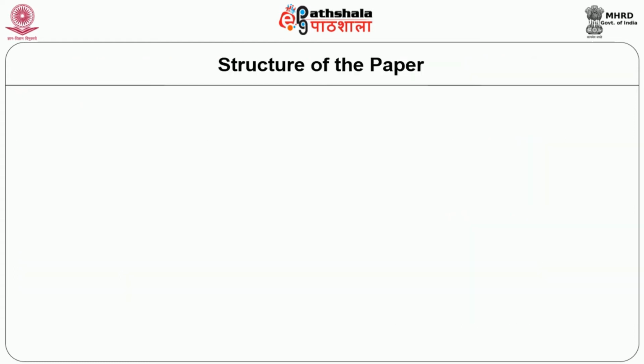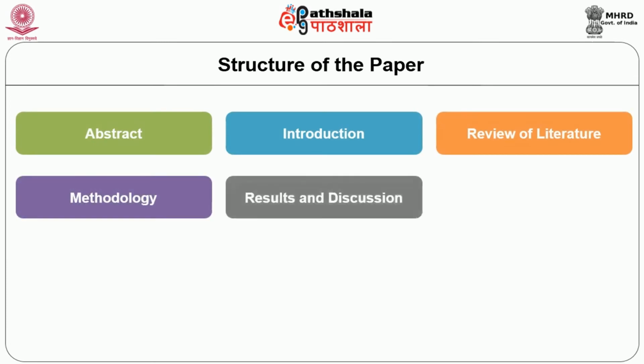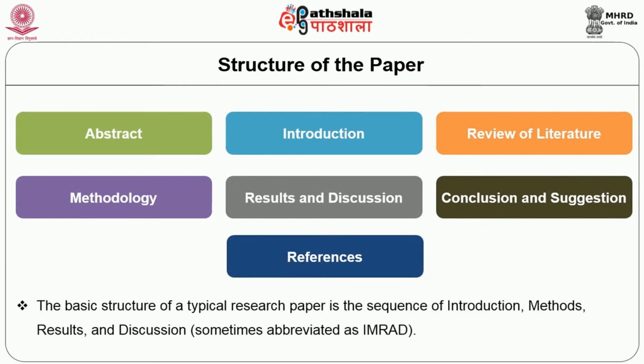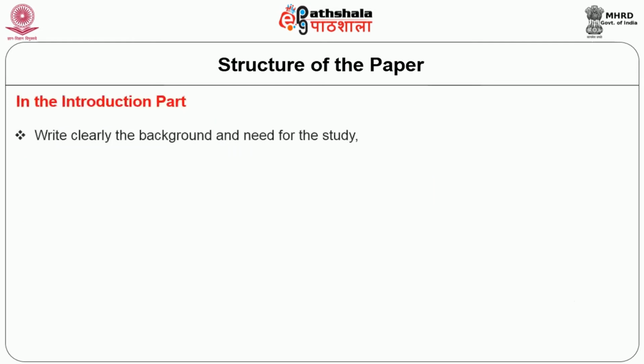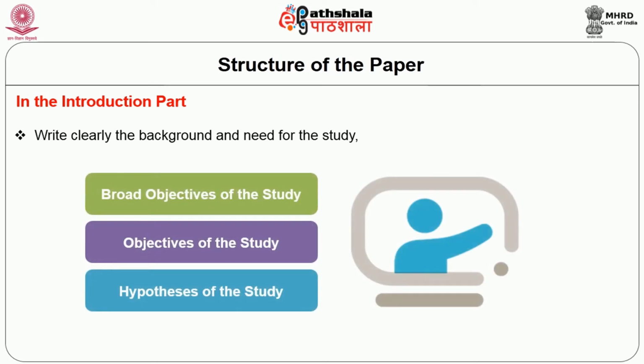Second one, structure of the paper. Usually, the structure of the paper includes the abstract, introduction, review of literature, methodology, results and discussion, conclusion and suggestion, references. The basic structure of a typical research paper is the sequence of introduction, methods, results and discussion, sometimes abbreviated as IMRAD. In the introduction part, write clearly the background and need for the study. State the broad objectives of the study, specific objectives of the study and hypothesis of the study.